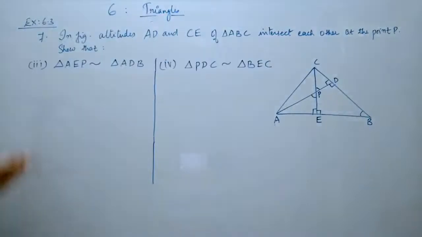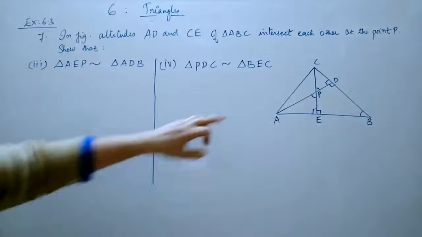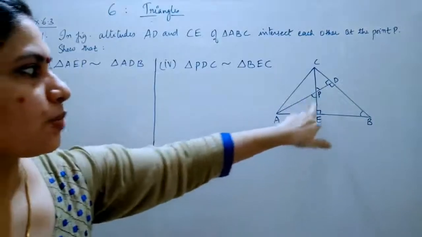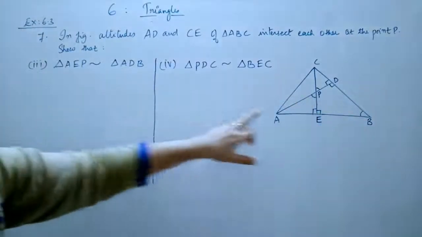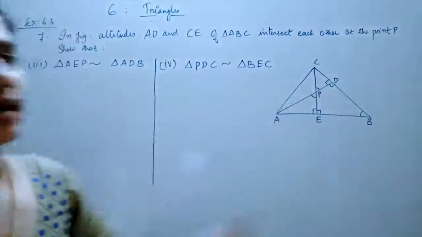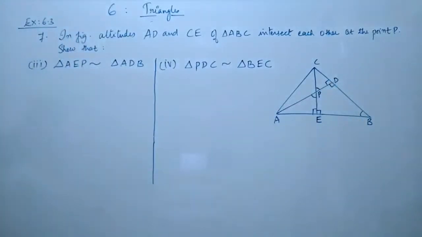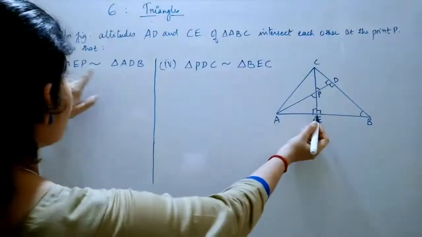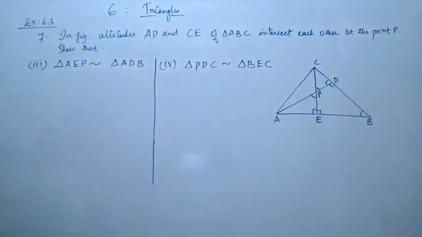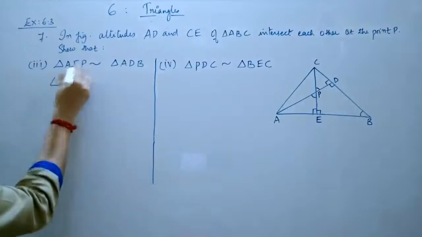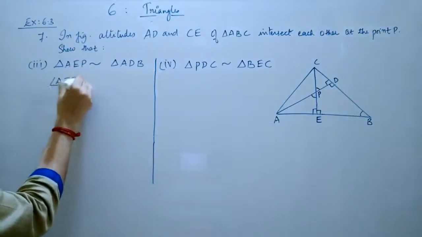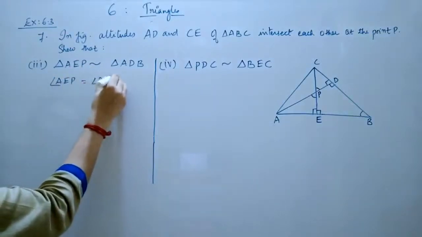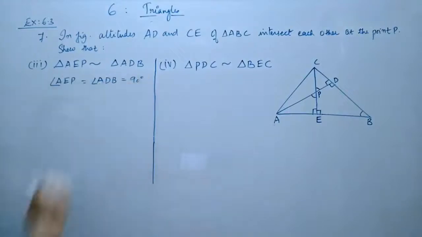Now subdivision 3 is triangle AEP, the smaller one, and ADB are similar, you need to show. Okay. So for that we can see that angle AEP and angle ADB are both 90 degrees. So you will have, with the same order, angle AEP is equal to angle ADB equal to 90 degrees.